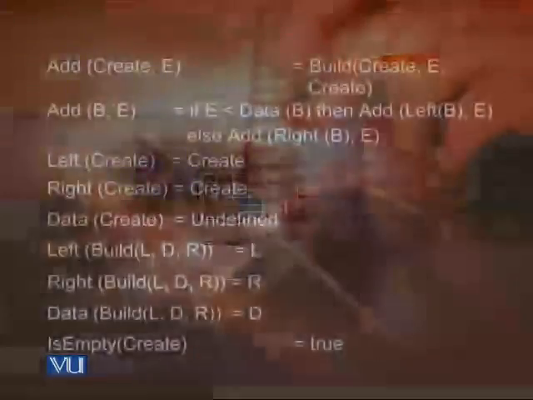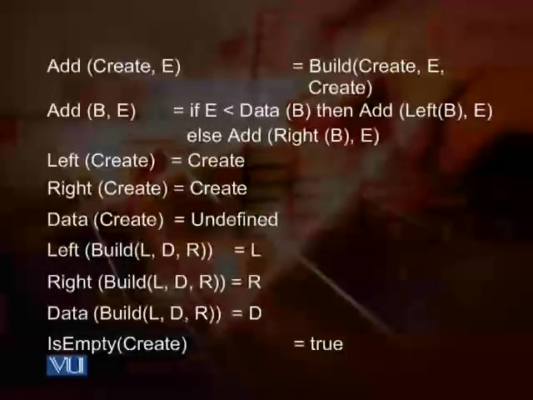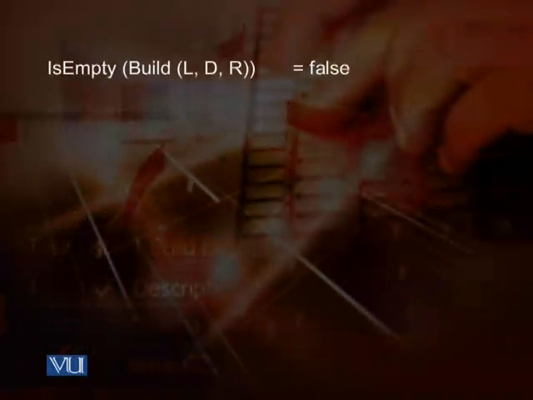So once again, कोई शायद इसमें मुश्किल नहीं है, बड़ी स्ट्रेट फॉरवर्ड सी बात है, बिकॉज यही L और D और R का मतलब ये है कि लेफ्ट सब ट्री, data, and the right subtree. Now we have is empty create is equal to true, is empty build LDR is equal to false. Once again, there is nothing very complicated about it.